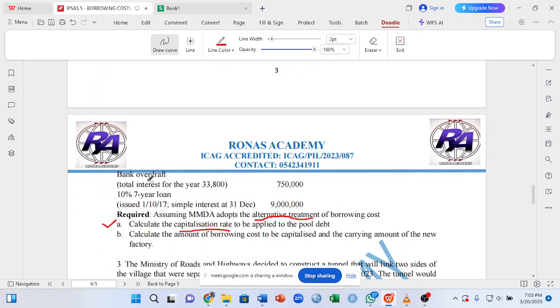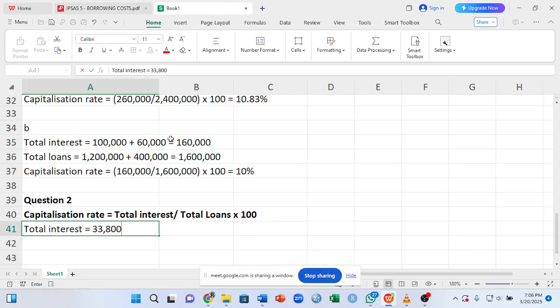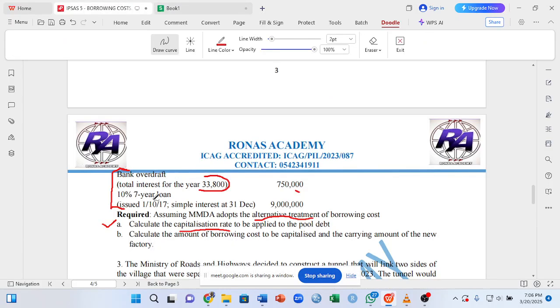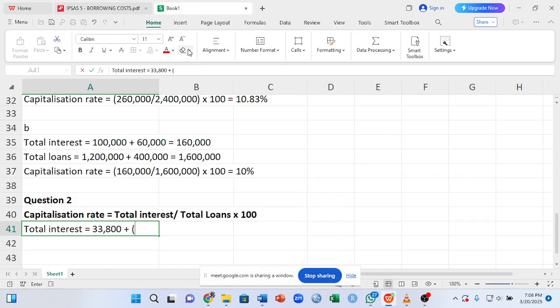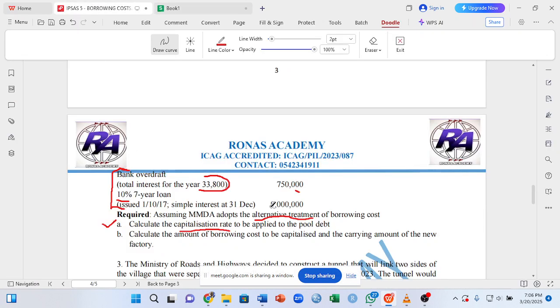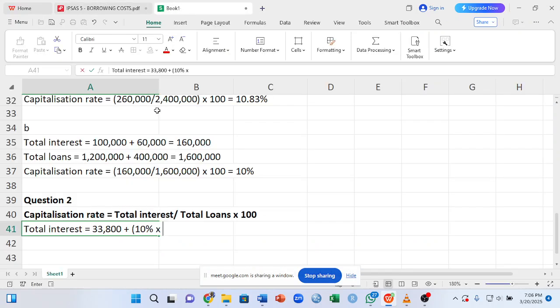So you mean that to calculate the capitalization rate, it's only going to be the bank overdraft and then the 10% 7-year loan that we are going to consider. So the interest here for the bank overdraft, we have been given the interest here, right? Okay, this is the interest here. So say total interest for the year is 33,800. So we bring that 33,800, plus we calculate the interest for the 7-year loan, which they gave us a percentage to be 10%. So it is going to be 10% multiplied by the amount, which is 9 million over here. So 9 million.